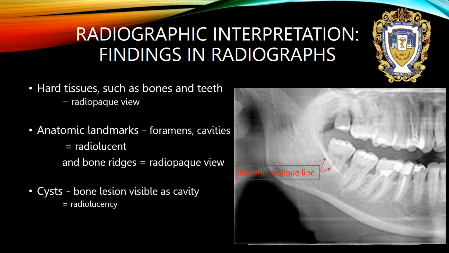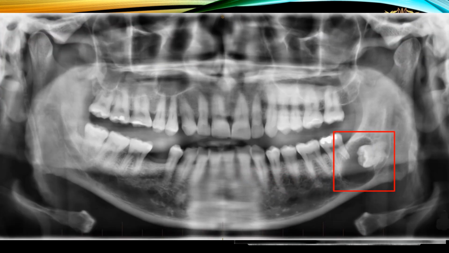Cysts, bone lesions, are visible as a cavity. Radiolucency. This is a cyst from impacted tooth number 3-8. In this cyst the distal root of tooth number 3-7 is involved, and the distal root of tooth number 3-7 is resorbed.